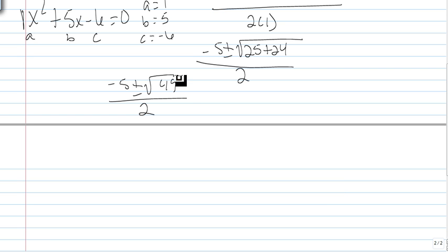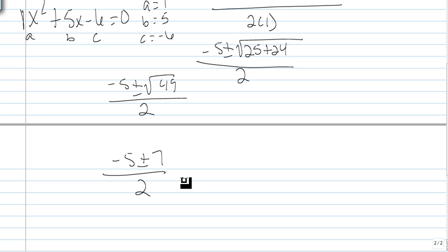Okay, so now what's the square root of 49? We haven't gotten into square roots yet, but what you want to think of is, okay, what times what is 49? What same number multiplied by itself is 49? And that is 7. So now that square root of 49 breaks down to negative 5 plus or minus 7 all over 2.